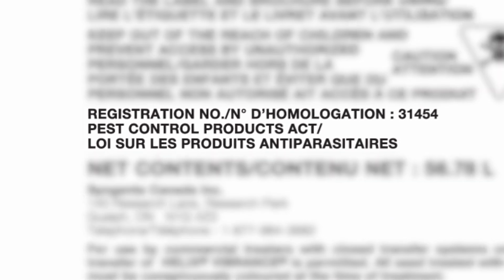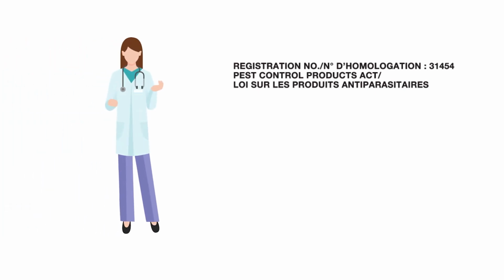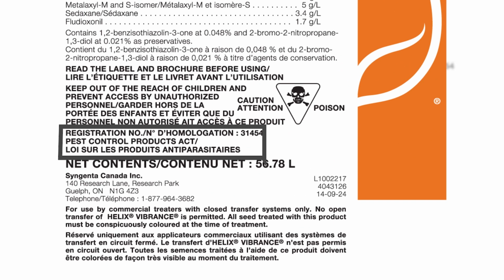It is important to know where to find the 5-digit Pest Control Products Act registration number on any pesticide product that you're using. Why? Because this unique product identifier will help a medical professional or poison control attendant provide accurate treatment advice in the event of an emergency. You can find this number here on the primary panel of the product label.